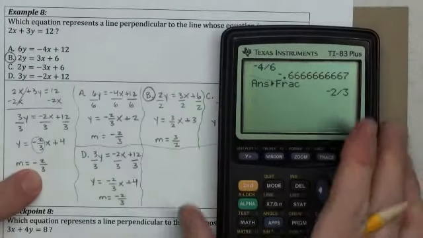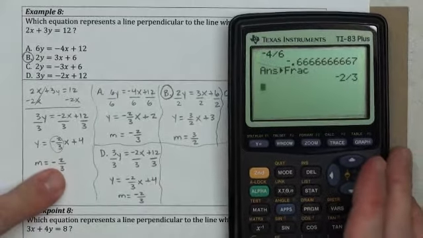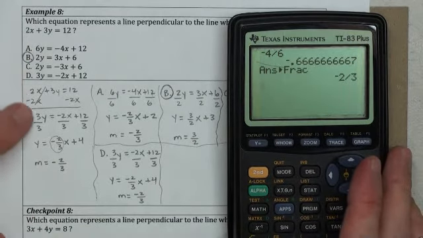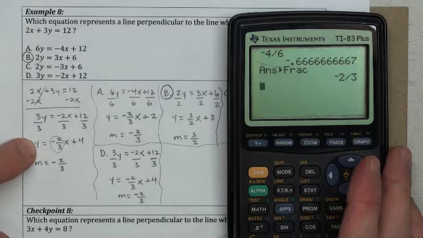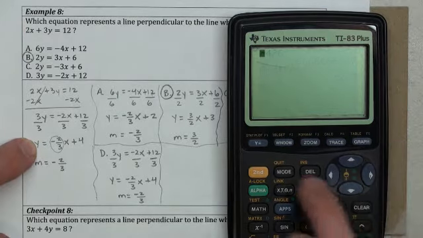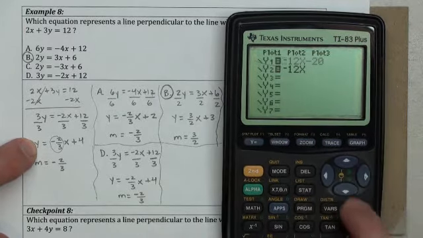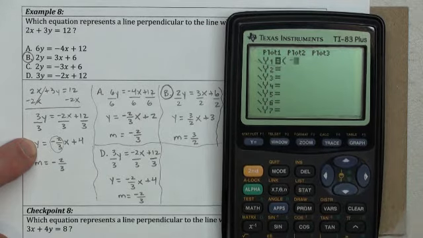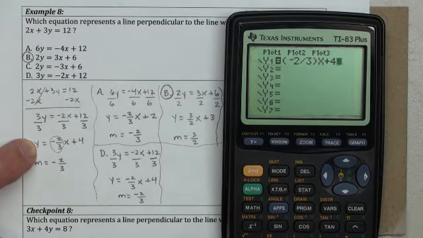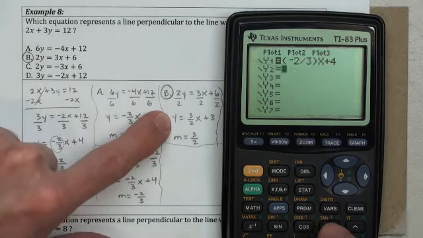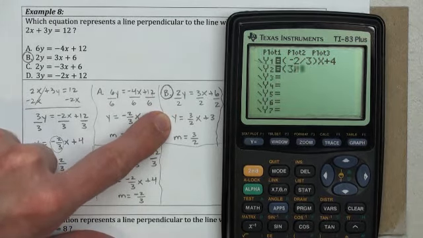But let's graph them and make sure. So first I'm going to graph my original equation right here, negative 2/3 x plus 4. In parentheses, negative 2 divided by 3, close the parentheses, times x plus 4. Go down and graph choice B, because that's the one we think our answer is. So 3 divided by 2 in parentheses, and then the x, and then plus 3.